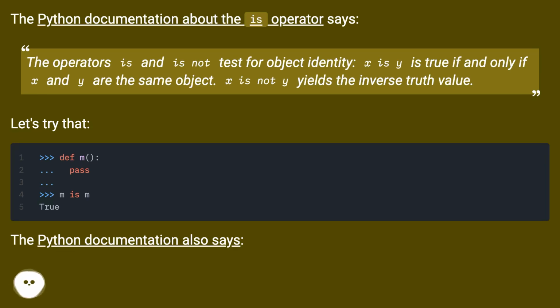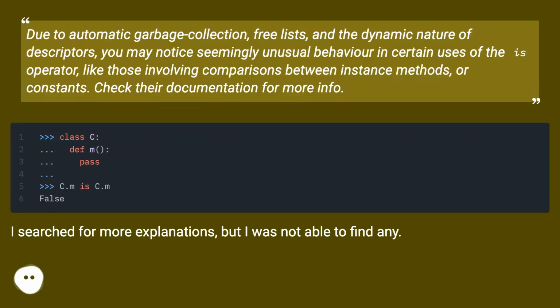The Python documentation also says, due to automatic garbage collection, free lists, and the dynamic nature of descriptors, you may notice seemingly unusual behavior in certain uses of these operators, like those involving comparisons between instance methods or constants. Check their documentation for more info. I searched for more explanations, but I was not able to find any.